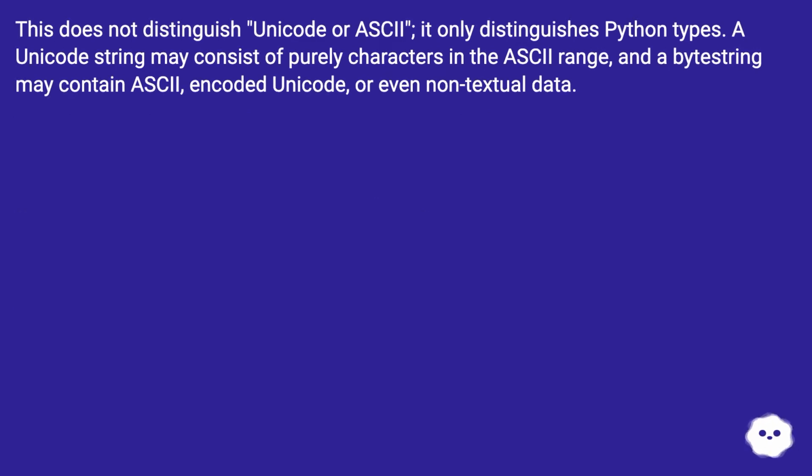This does not distinguish Unicode or ASCII, it only distinguishes Python types. A Unicode string may consist of purely characters in the ASCII range, and a byte string may contain ASCII, encoded Unicode, or even non-textual data.